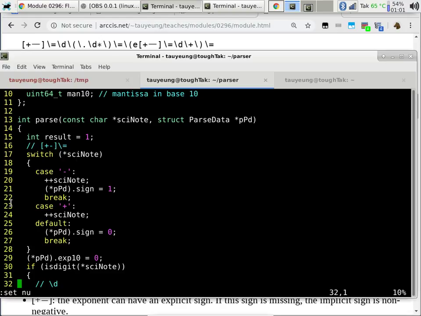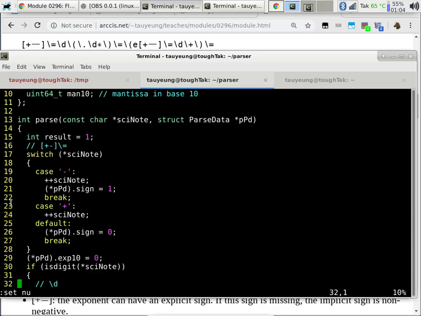Side note is short for scientific notation. So that's basically the string containing the text representation of a base 10 scientific notation. What I do is dereference the pointer, which means I'm looking at the very first character, and I use a switch statement to find out what it is.